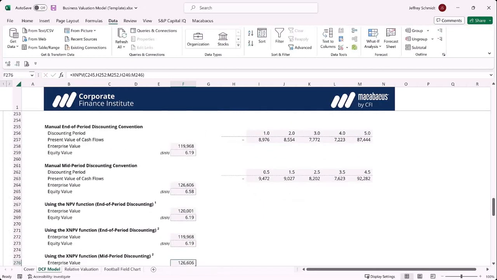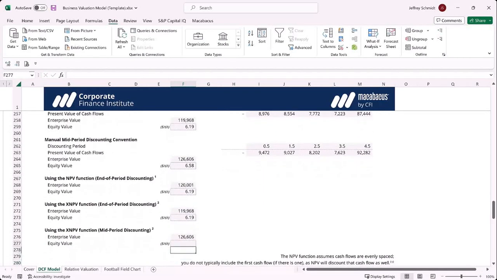Press enter. Again, the number matches our manual mid-period discounting convention. And calculating equity value, again, we can copy and paste. It's 658, which also matches the manual mid-period discounting convention.